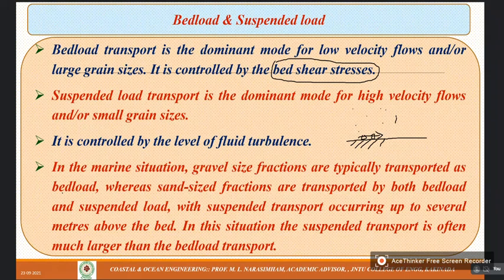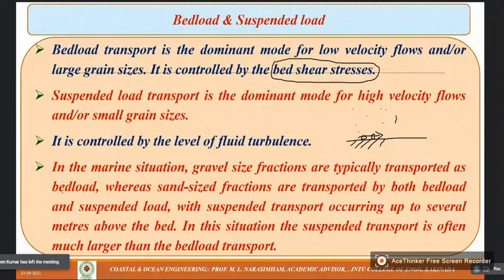There are three factors. One is the sediment characteristics, that is size, and then second is the fluid velocities or the current velocities, and the third is the turbulence that is created. So that will decide whether the material will be traveling in the form of bed load or suspended load.